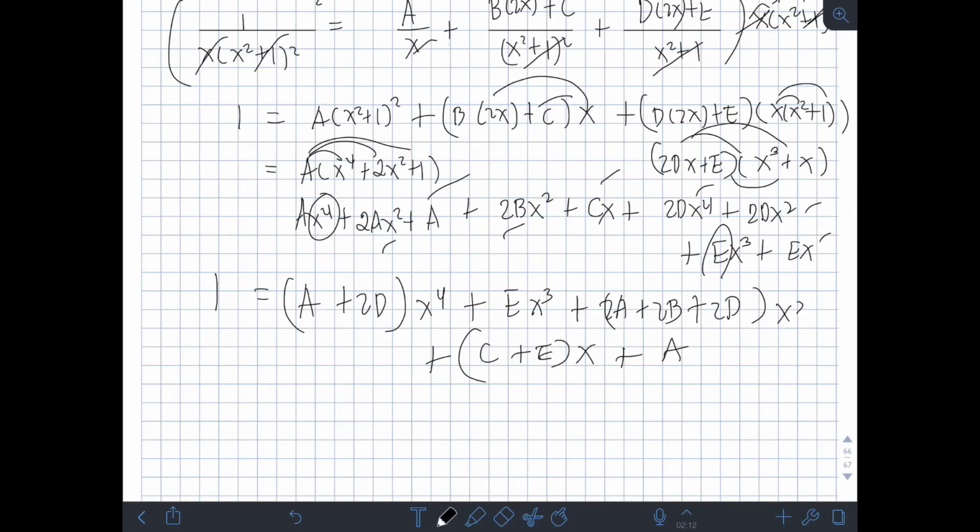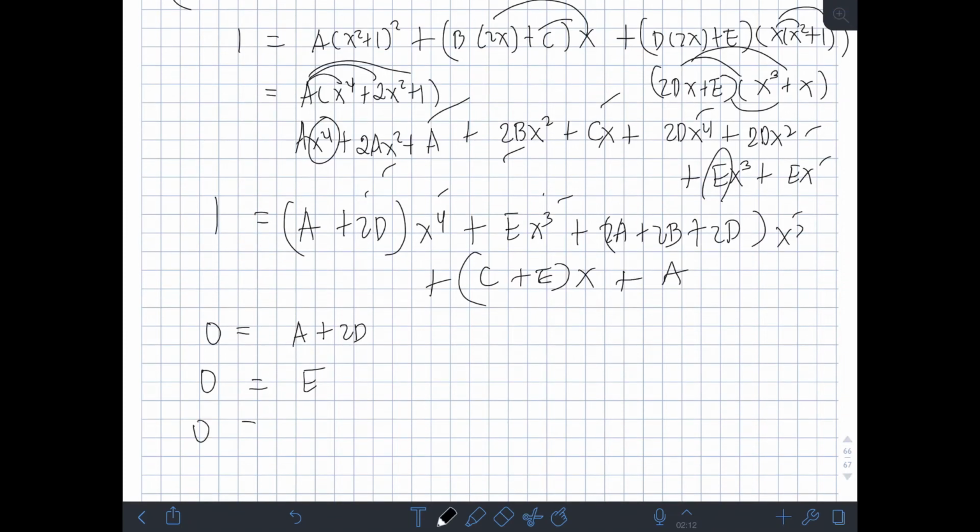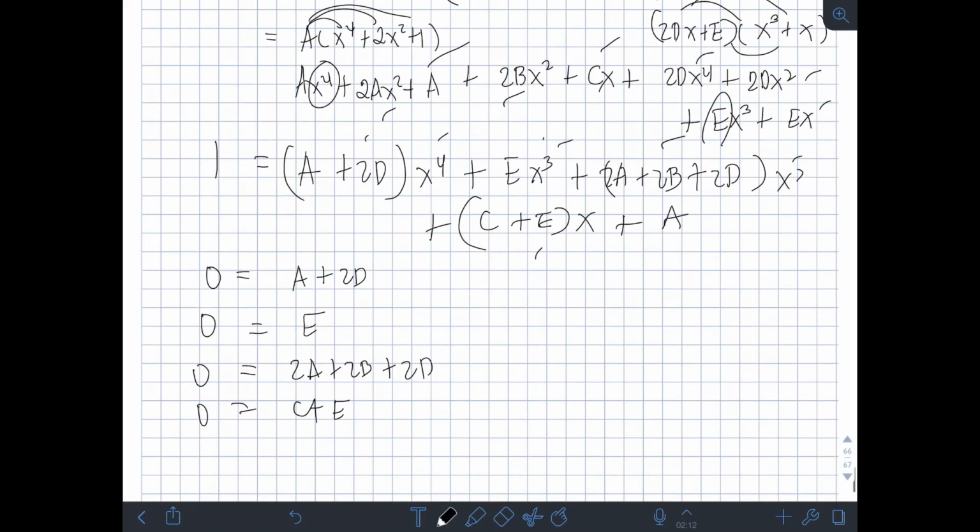So, therefore, equating coefficients sa x to the fourth sa left is 0, equal to coefficient na a plus 2d. Sa x cube, sa left 0 uli, sa right e. Sa x squared, sa left 0 uli, sa right 2a plus 2b plus 2d. Sa x, sa left 0 uli, sa right c plus e. And then yung constant we have sa left 1, sa right a. So therefore, na-solve natin ngayon si a as 1.